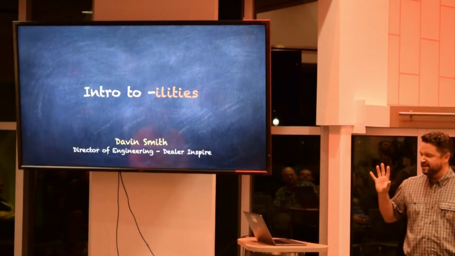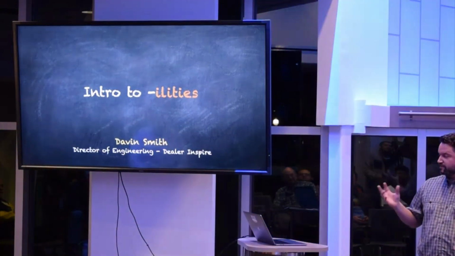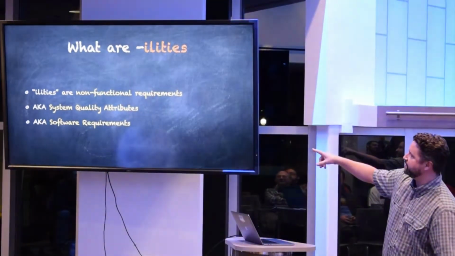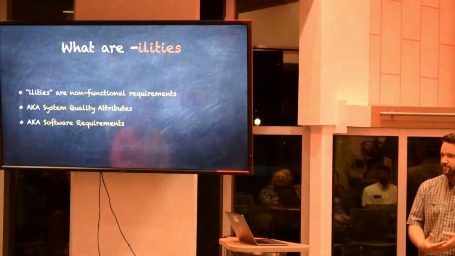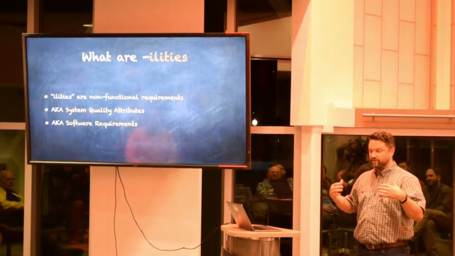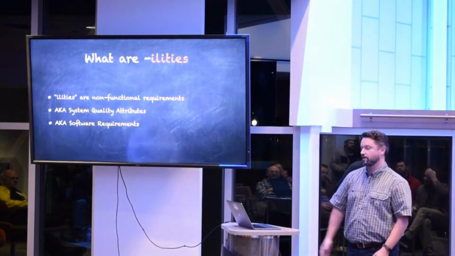Ilities are essentially just like non-functional requirements. They're sort of the thing that hopefully makes my slide. Okay, no, they're non-functional requirements. They are like system quality attributes. They're sort of like the invisible things behind your software that define what it is to be quality software, right?